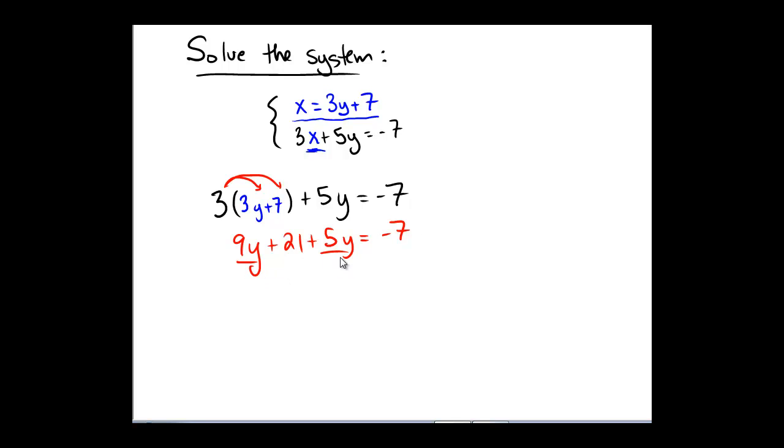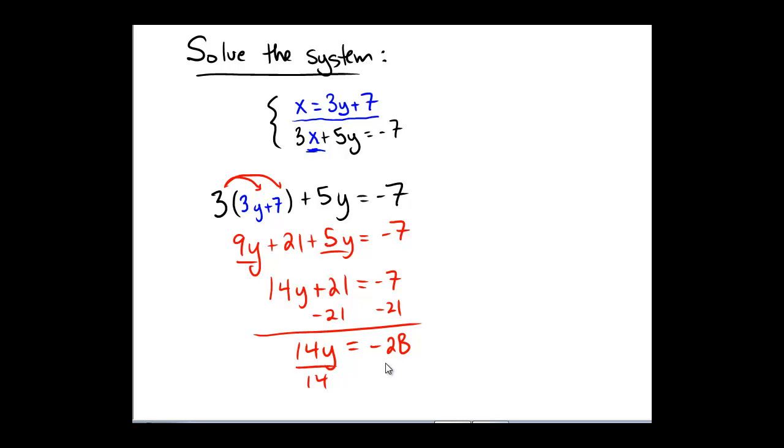The 9y and the 5y are a total of 14y, plus 21 equals negative 7. Subtract 21 from both sides of the equation to give me 14y equals negative 28. And then finally divide by 14 and get the answer of y equals negative 2. Now this doesn't complete the problem.